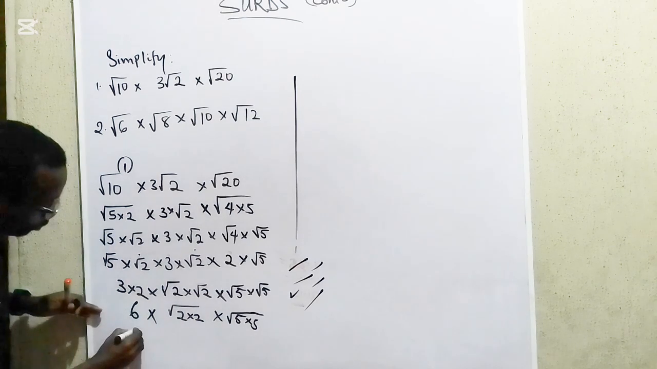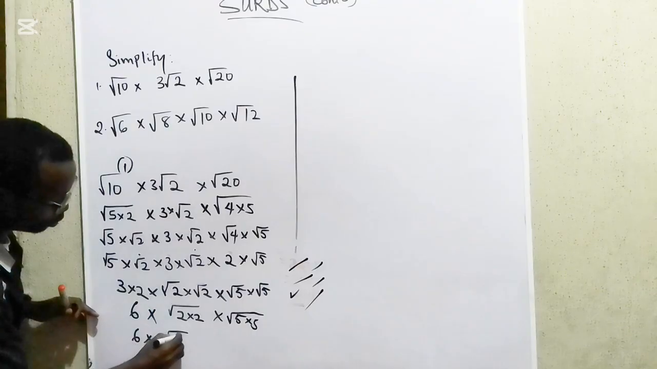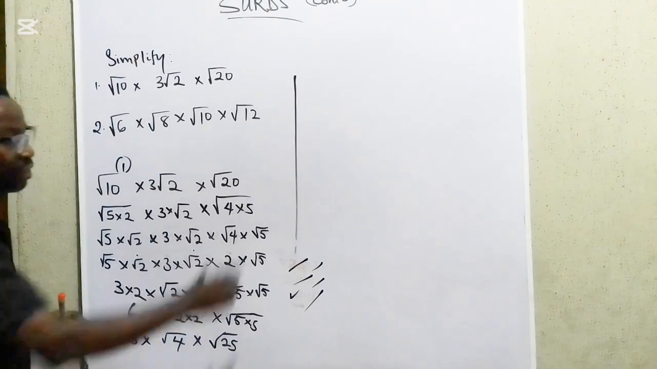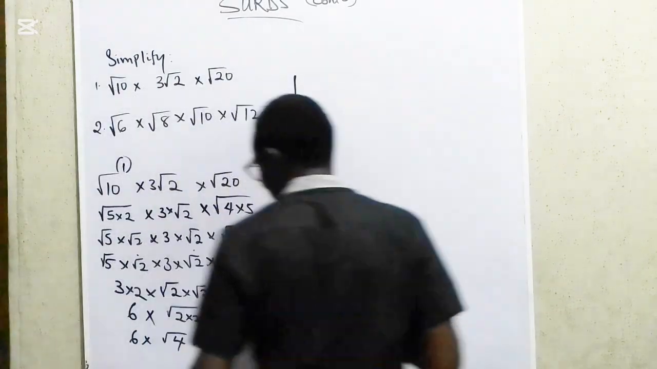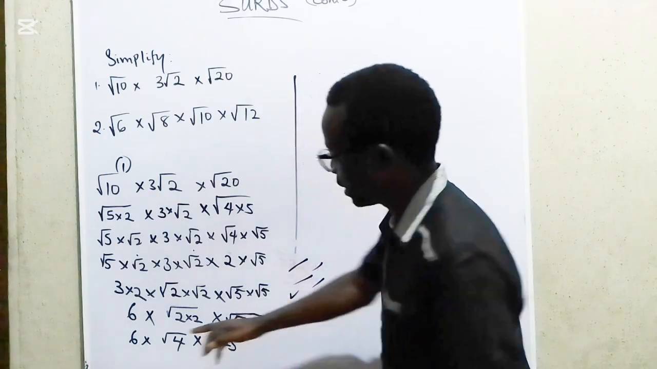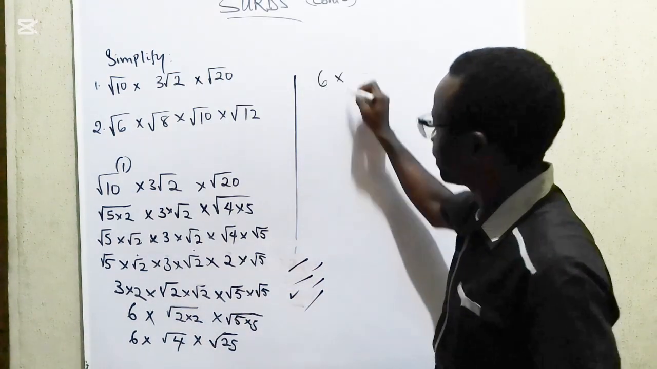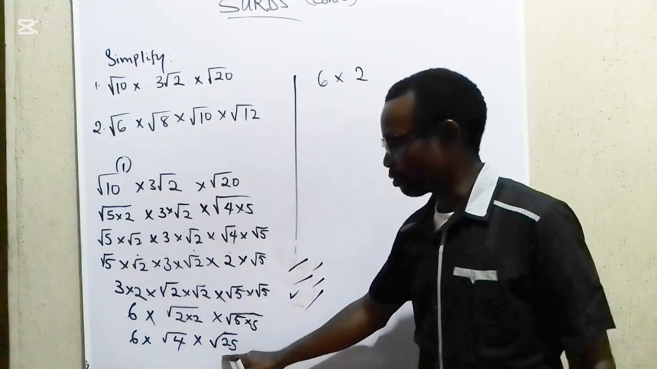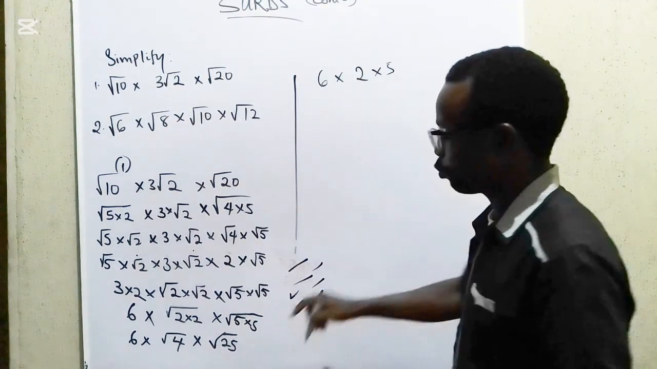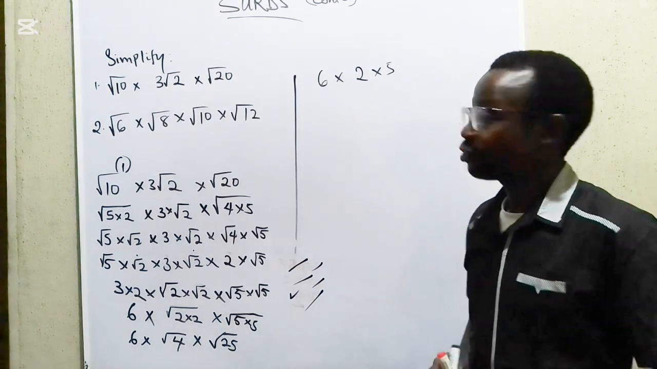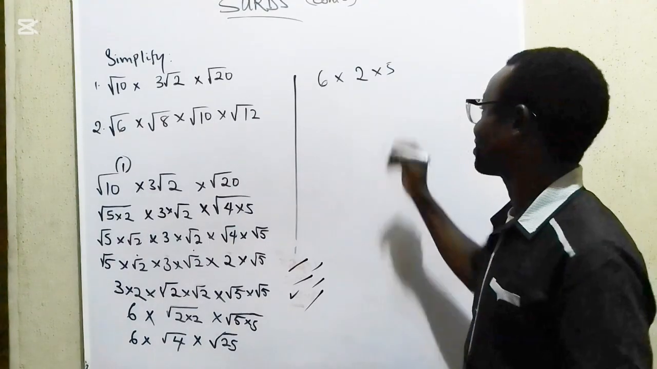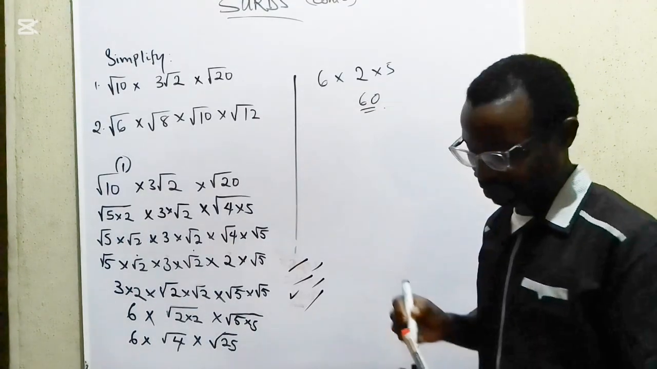So this is going to be 6 times the square root of 2 times 2 is what? 4, times 5 times 5 is what? 25. Let's come here so you see it quickly. So what we have here is 6 times the square root of 4, which is what? 2. And then the square root of 25 is what? 5. So what do we have? 6 times 2 is 12. And 12 times 5 is what? 60. So the final answer is 60.